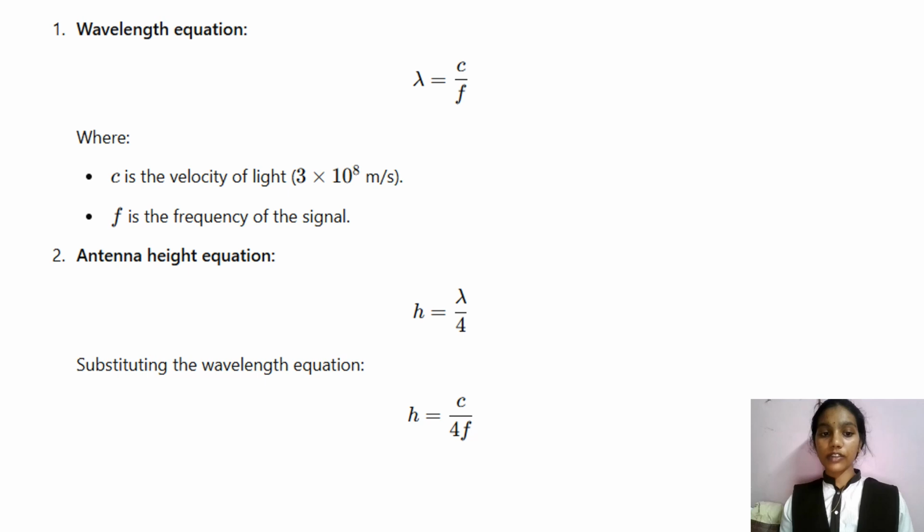Next is the wavelength equation. We know the wavelength equation: lambda equals c by f, where c is the velocity of light, with a value equal to 3 into 10 power 8 meters per second, and f is the frequency of the signal. And the next one is the antenna height equation: h equals lambda by 4, where h is the height and lambda is the wavelength. Substituting the wavelength equation, h equals c by 4 f.